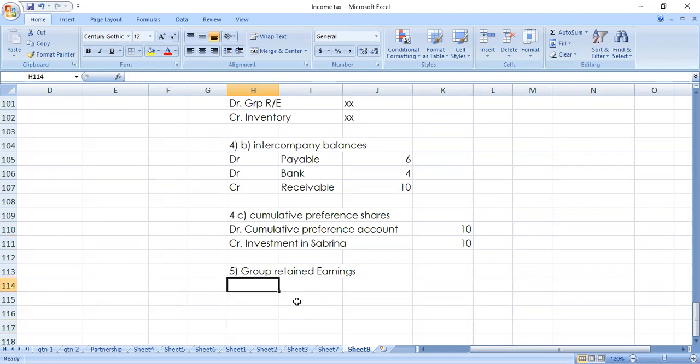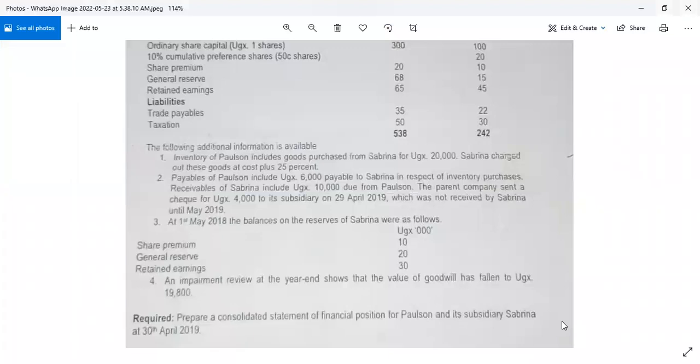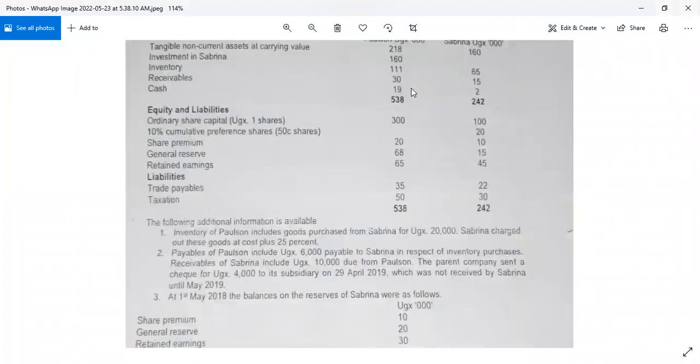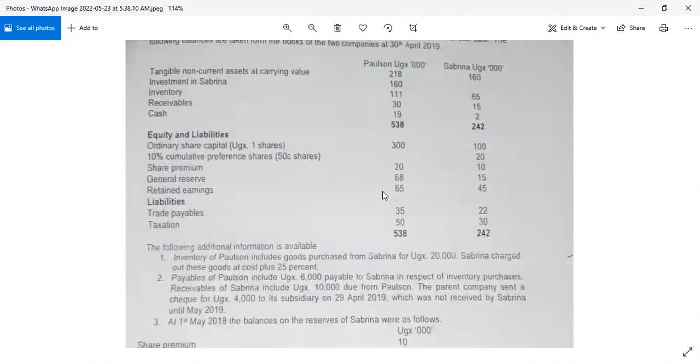Then for group retained earnings, the working number 5 I was talking about, you just bring all of the parent's post-acquisition retained earnings. This one is from the trial balance. You can go and pick the figures. The retained earnings is 65. You can all see it also. Retained earnings 65.